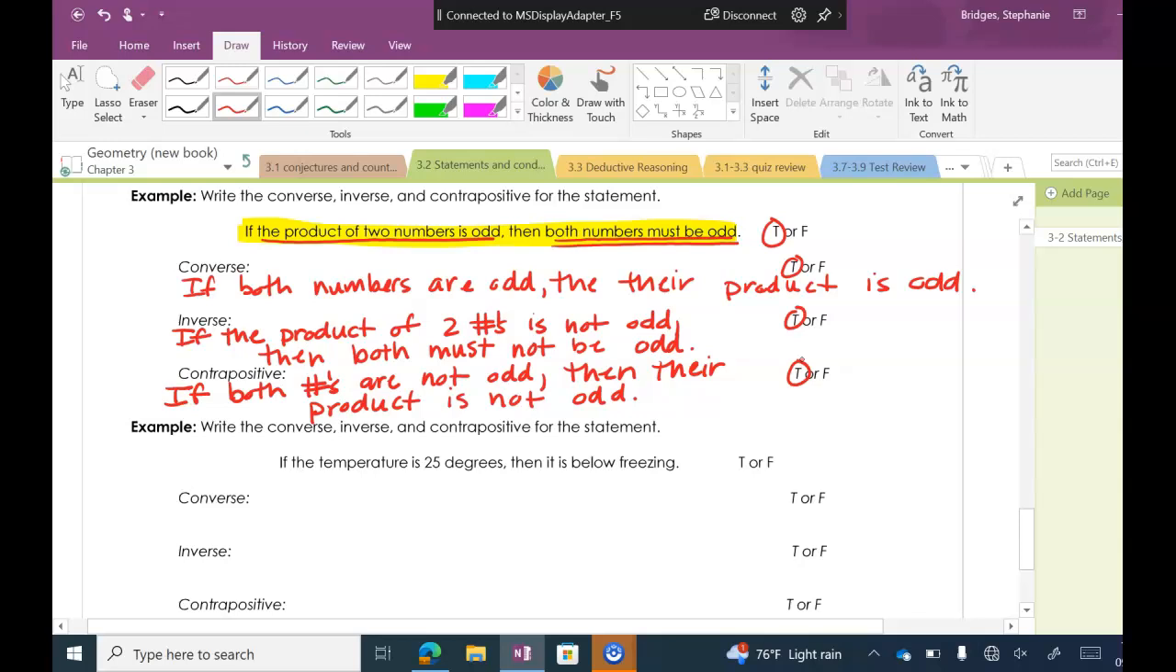So you just have to get into the idea of going from the original, you switch for the converse. And then for the inverse, you just take the original and you negate it. And then for the contrapositive, you switch and negate. Does that make a little bit of sense? Okay. I'm not going to make you do that last one on here because I feel like you've written a couple.